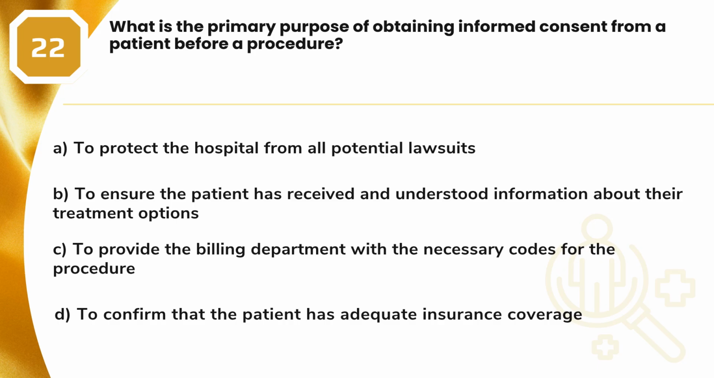Question 22. What is the primary purpose of obtaining informed consent from a patient before a procedure? A. To protect the hospital from all potential lawsuits. B. To ensure the patient has received and understood information about their treatment options. C. To provide the billing department with the necessary codes for the procedure. D. To confirm that the patient has adequate insurance coverage.